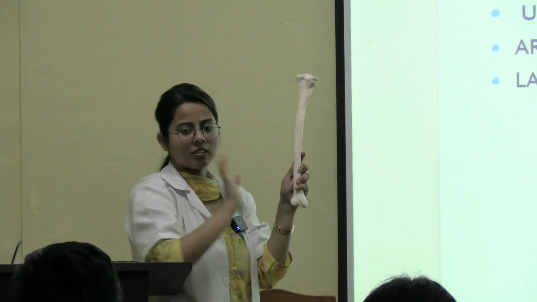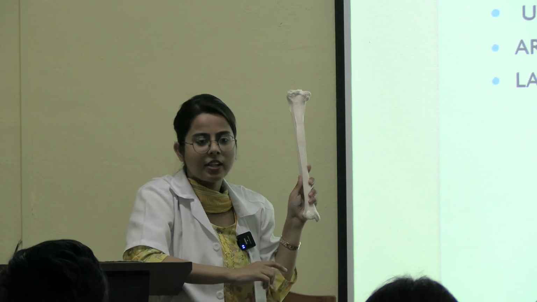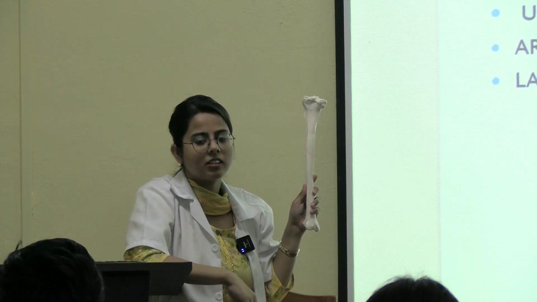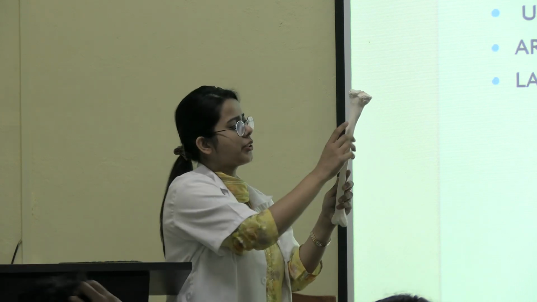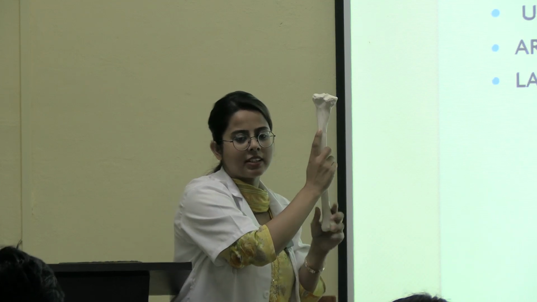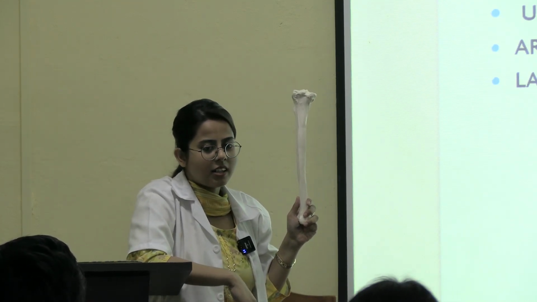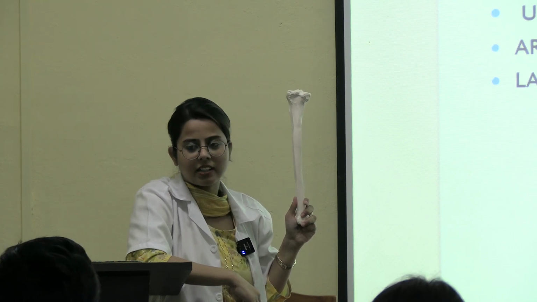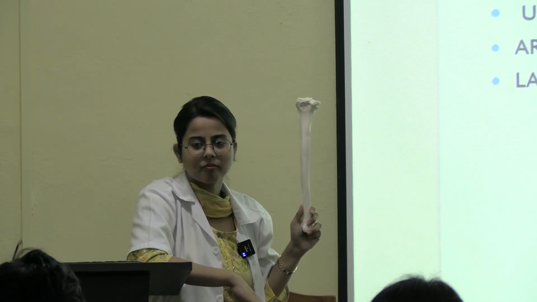Clear? Clear everyone? What are the things attached to this soleal line? Soleus muscle, fascia covering soleus and popliteus, and deep fascia of leg. Clear? And we'll also get a nutrient foramen in the posterior surface through which the nutrient artery will enter, and it's a branch of the posterior tibial artery. Okay, and it is the largest nutrient artery. Clear?